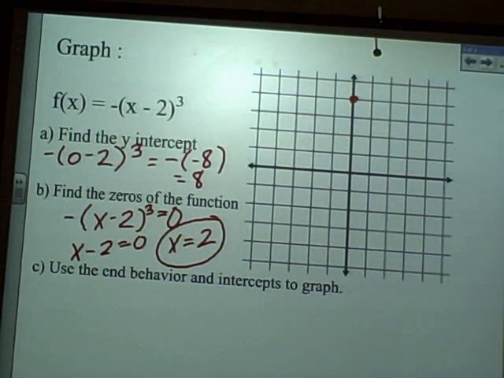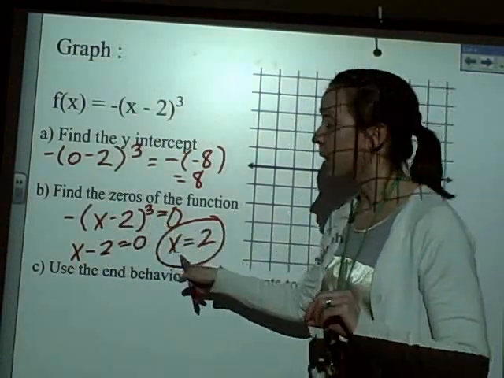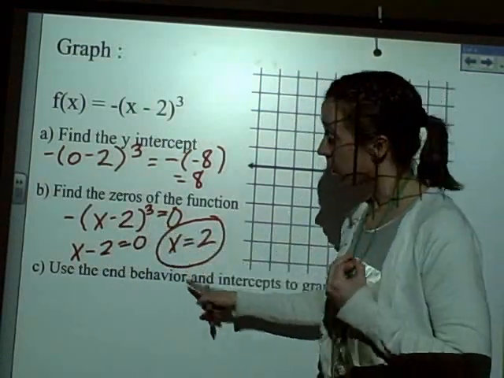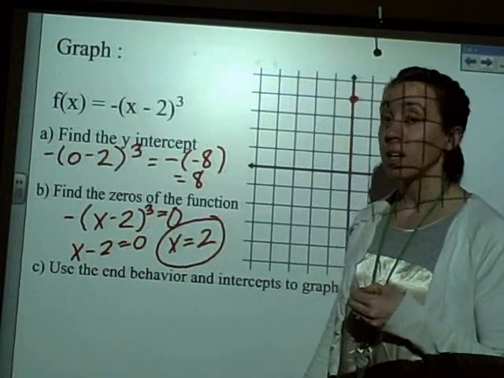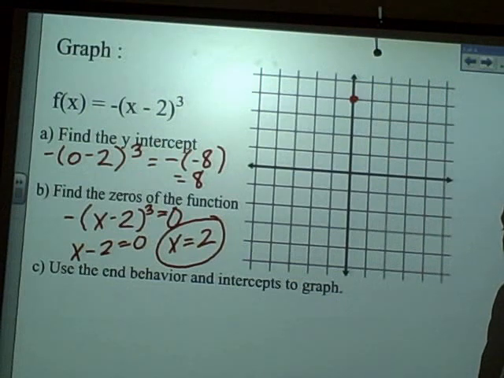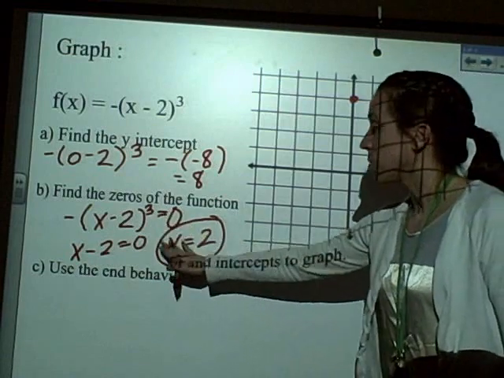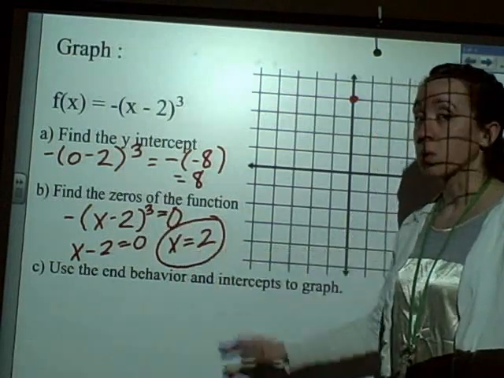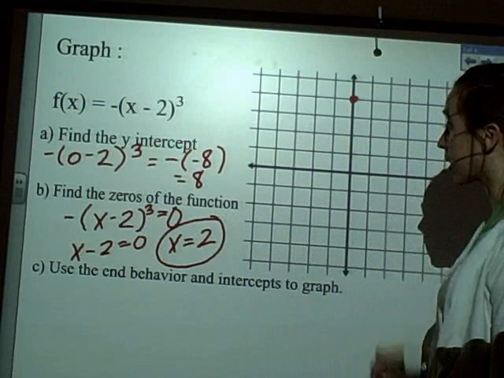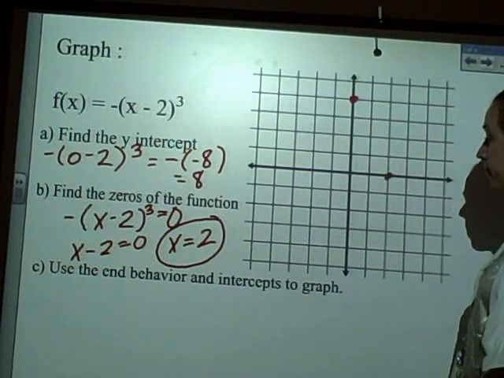Notice how I have this raised to the third power, but I only have 1 zero. You'd think we would have 3 because of that degree. Just to kind of challenge you a little bit, that 3 could also be referred to as a multiplicity, but you guys don't need to worry about that. Okay, so we just figured out that when x equals 2, my function is crossing the x-axis. So I can go to 2 and put a dot.